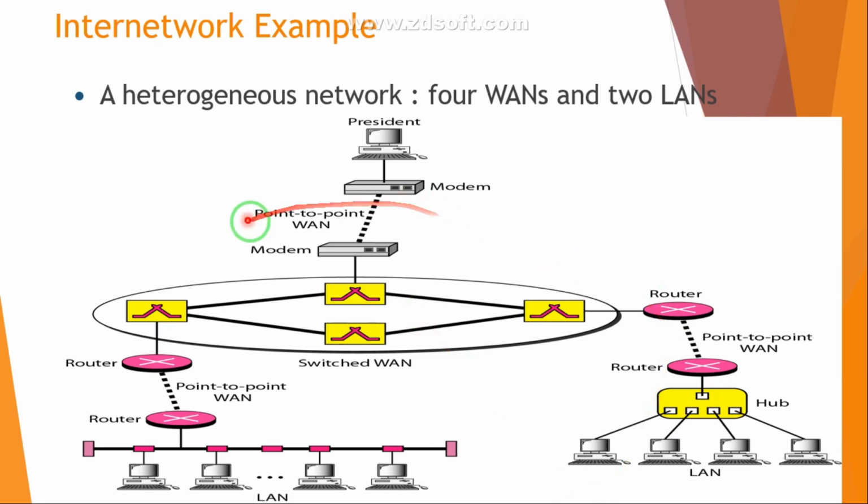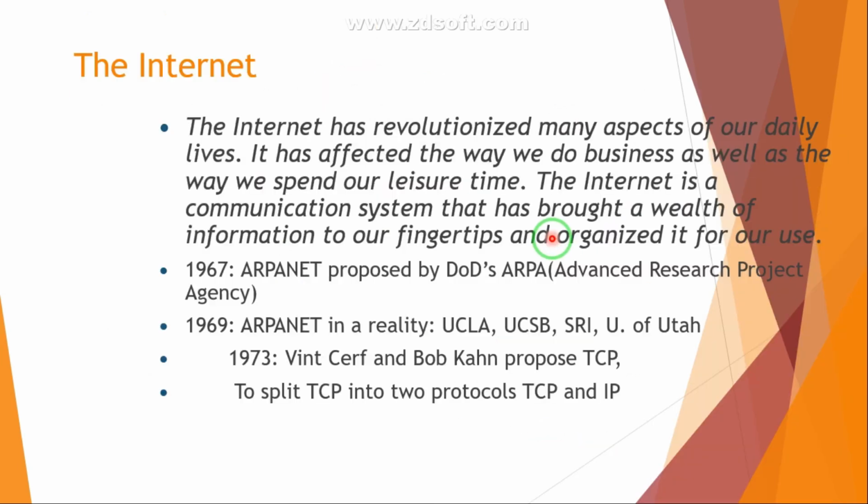You can see from this figure, it is also called a heterogeneous network because WAN, MAN, LAN, different networks are connected to each other. You can see from this figure that four WANs are there and two LANs are there. This is LAN 1, LAN 2, and four WANs. This is a point to point WAN, this is a switched WAN, again a point to point WAN, and this is a point to point WAN. So it is all about your heterogeneous network.